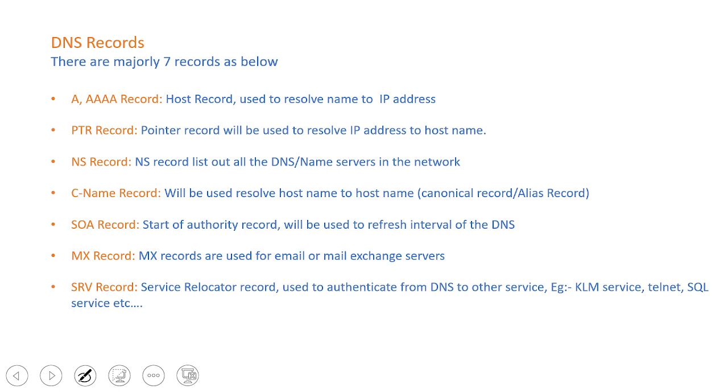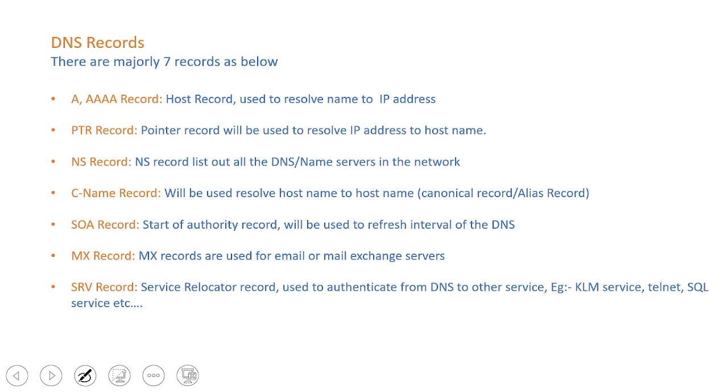So we have the pointer record. A pointer record is nothing but it will be resolved from IP address to host name. That's why I went to the DNS zone and clicked on the update pointer record checkbox. Then that entry got created in the reverse lookup zone. So PTR is nothing but pointer record. That is called the reverse lookup record.